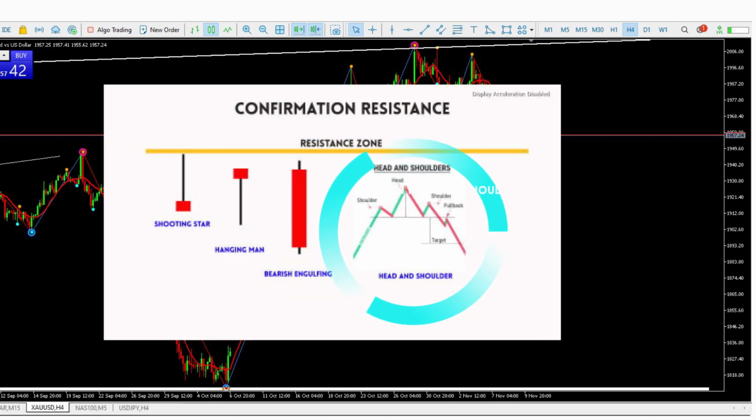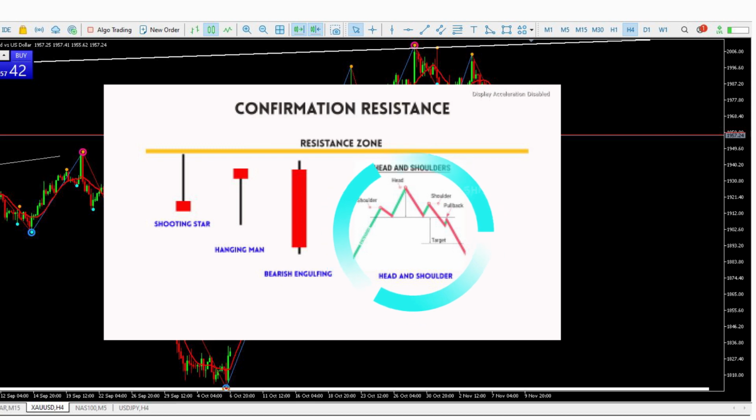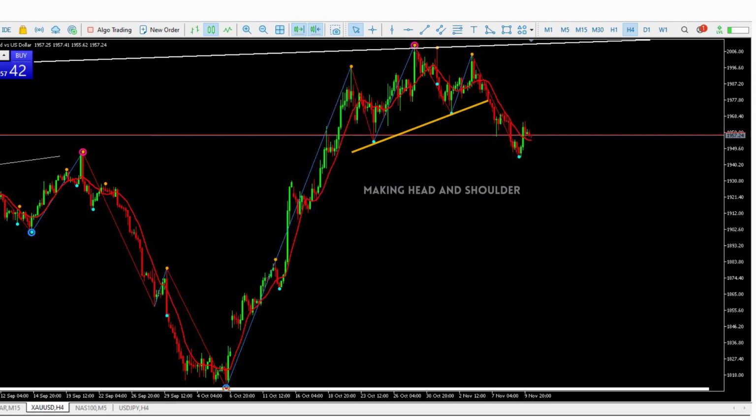In H4 time frame, we saw a clear head and shoulder pattern, as we discuss in resistance patterns, which appeared in resistance zone. Keep practice and watch carefully to resistance zones. You will become a pro trader.